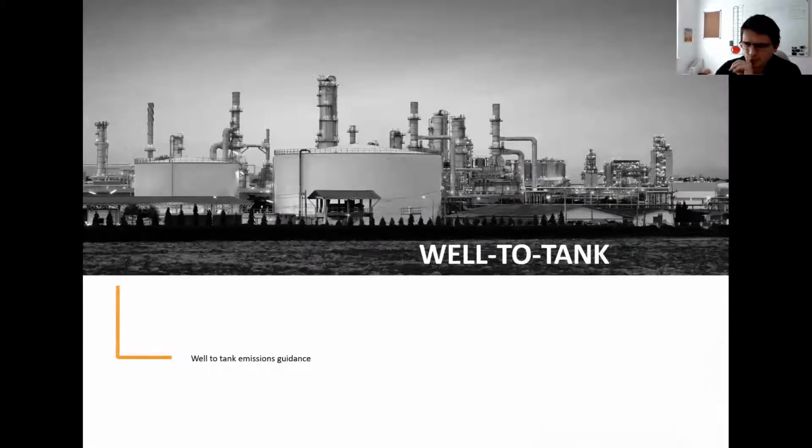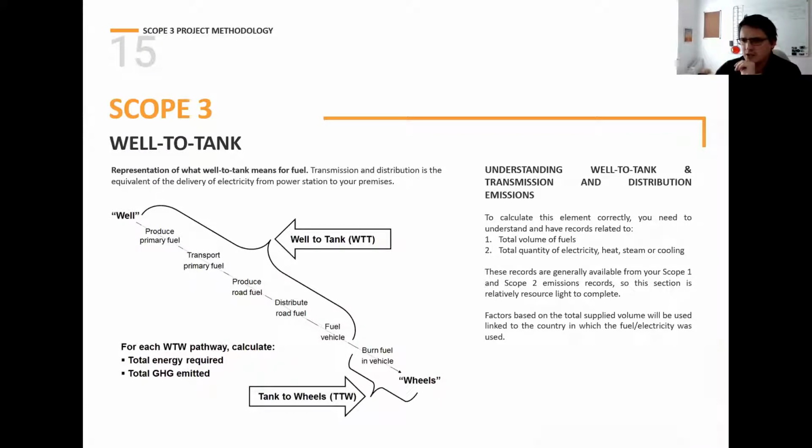Well to tank: if you think about a vehicle as an example, the idea is a well to tank and then tank to wheel. You've got the energy that is used in the scope 3 side of the world to produce the energy, or get the energy to you, that you are using.